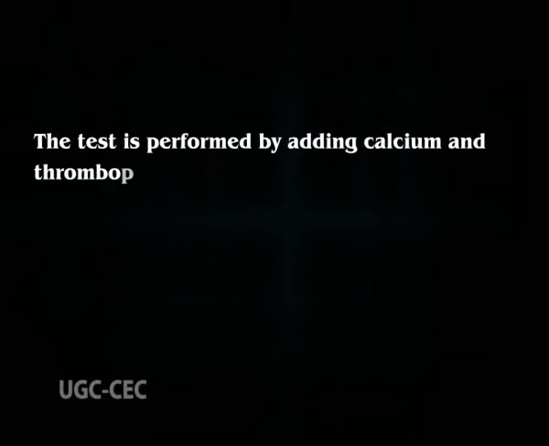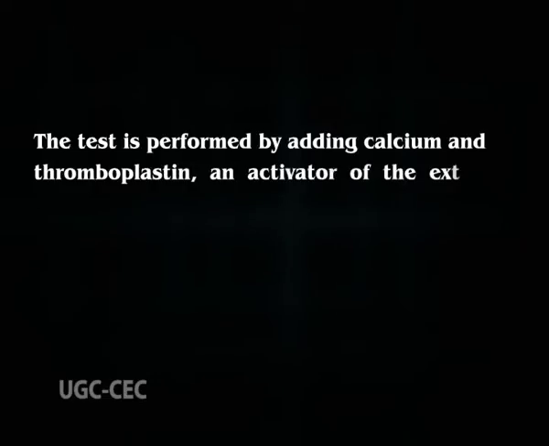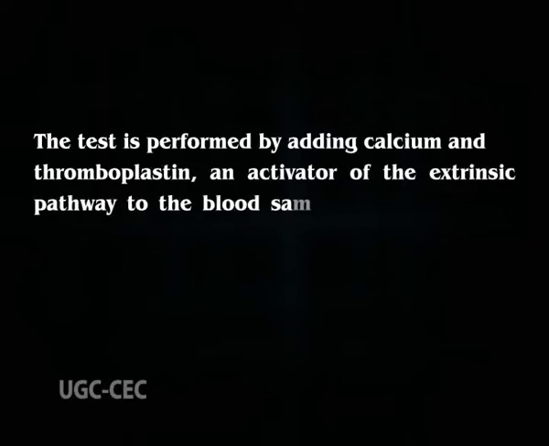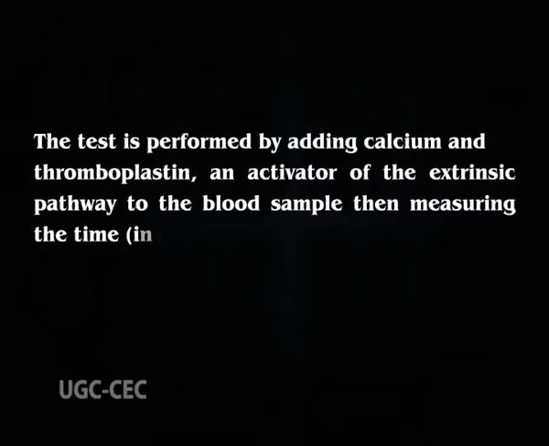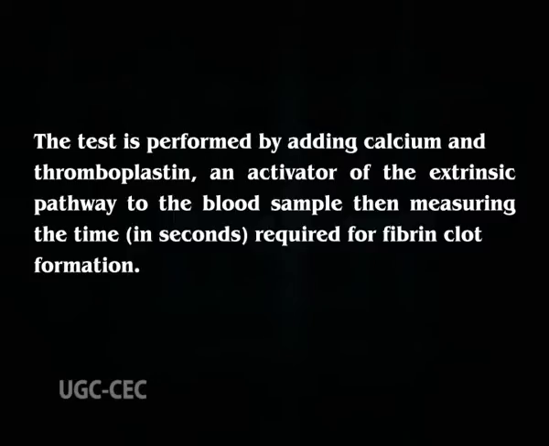A basic understanding of the coagulation pathway is required to interpret prothrombin time results. The prothrombin time is a measure of the integrity of the extrinsic and the final common pathways of the coagulation cascade. This consists of tissue factor and factors 7, 2, 5, 10 and fibrinogen. The test is performed by adding calcium and thromboplastin, an activator of the extrinsic pathway, to the blood sample, then measuring the time in seconds required for fibrin clot formation.